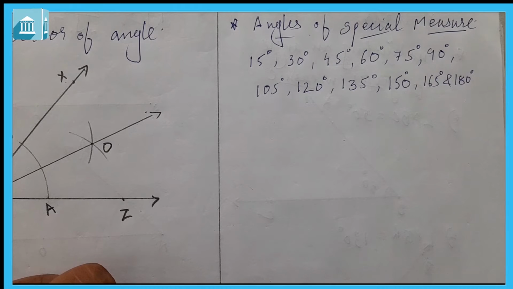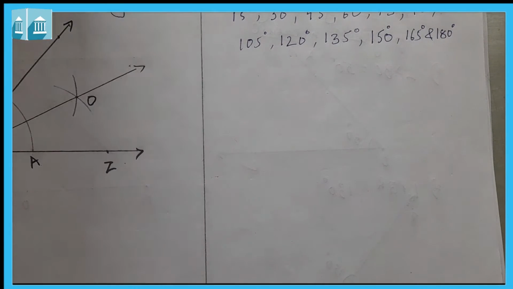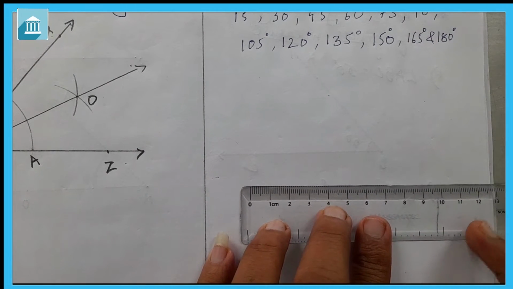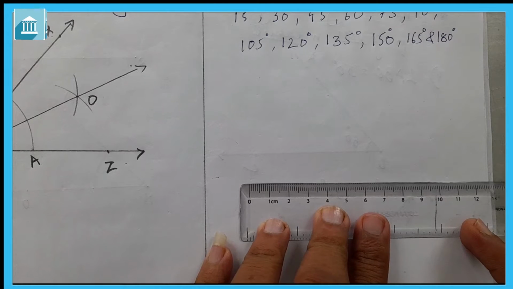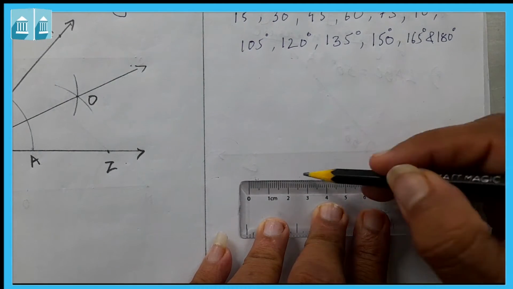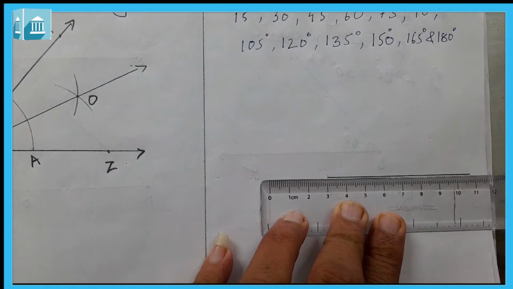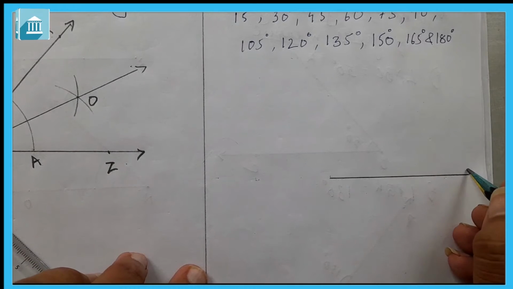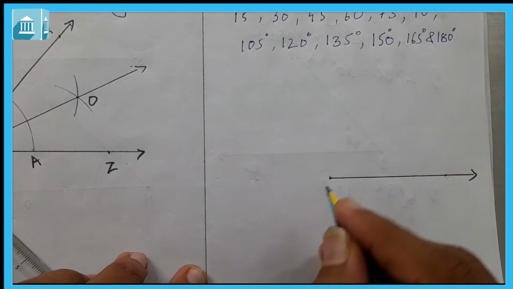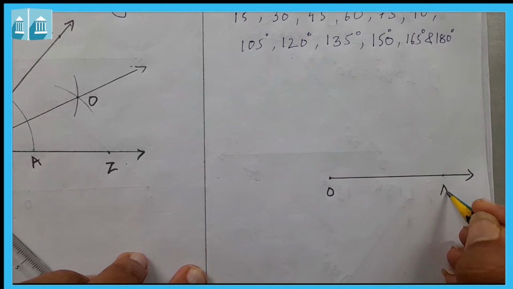Now how to construct these special angles? We don't have to use protractor here. With the help of only compass we will draw these special angles. Let us begin. First we will draw one line in a center. यहाँ से हमने एक लाइन ड्रॉ की है ऐसे, ये हो गया हमारा सेंटर. Let it be O, here let it be AO.